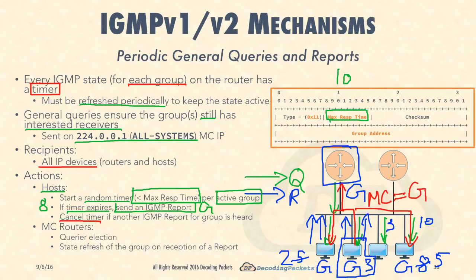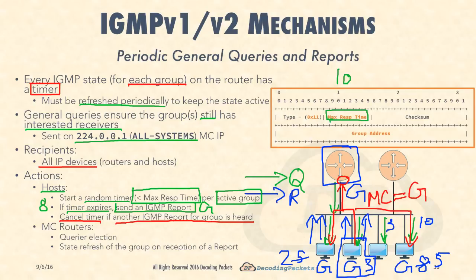You're not going to send the report. Why? Because another IGMP report for the group was heard. So you don't really need to inundate the router. It's a single interface. And as long as there is a single receiver, the router is going to send the multicast stream down. So that means the host doesn't have to update this IGMP report or send this IGMP report.